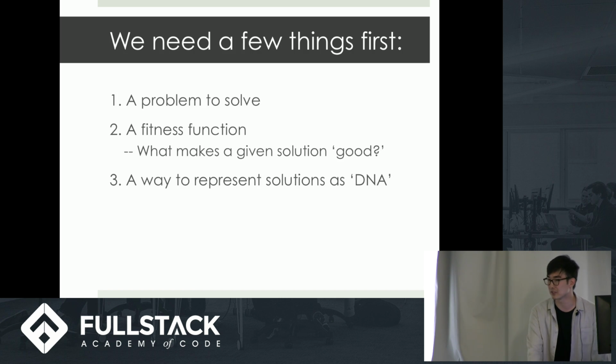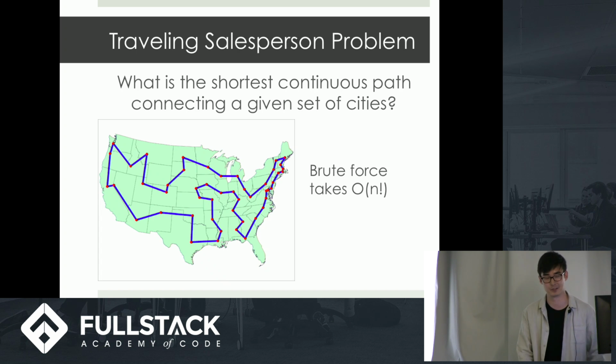We need a few things first, namely a problem to solve. Depending on the kind of problem, we'll have to tailor our algorithm a little bit, but the overall steps are usually about the same. We're also going to need a fitness function. And what I mean by that is that we need a way to grade solutions, right? What makes a good solution? What makes a bad solution for our problem? And then finally, we need a way to represent these as DNA. This probably seems a bit vague to you guys, and it's probably unclear how this goes into code. So we're going to walk through an example.